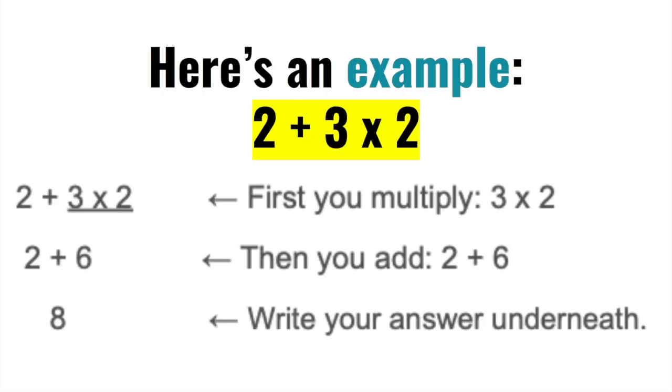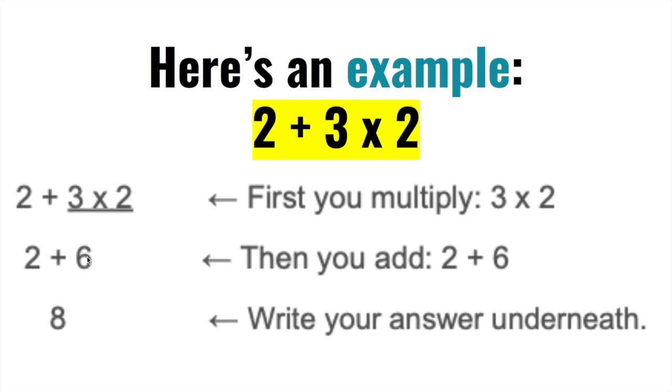Here is an example. 2 plus 3 times 2. You have two operations. You have addition and you have multiplication. According to the order of operations, even though the addition comes first in the equation, you always multiply or divide before you add and subtract. So we will be doing 3 times 2 first. So 3 times 2 gives us 6.